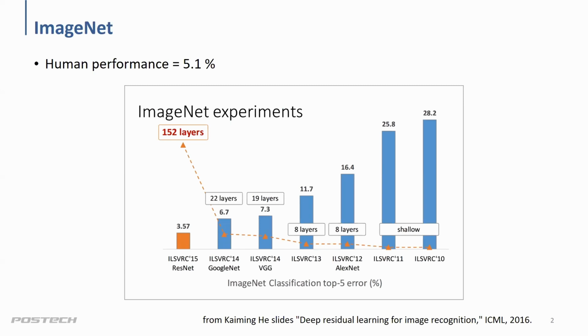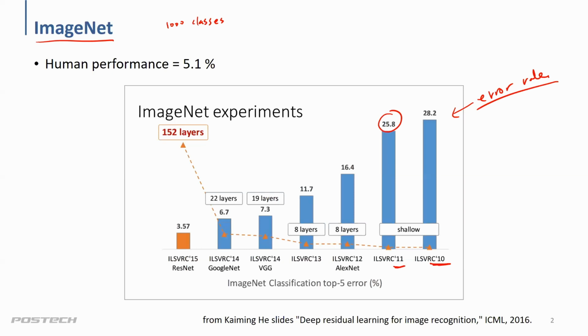You might have heard of the ImageNet competitions. The basic idea is that on their website, they put a bunch of images with 1,000 classes, and every year they hold competitions on classification accuracy. In 2010, the error rate was probably around 28, and 2011 was similar.